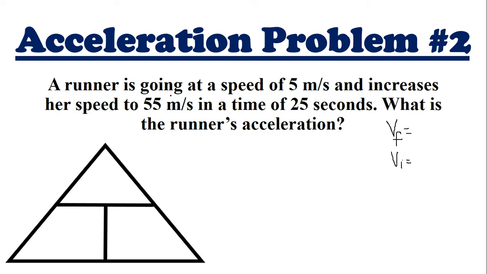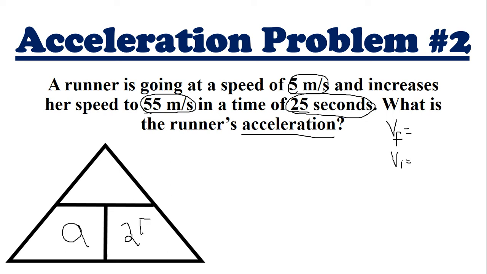It says a runner is going at a speed of 5 meters per second and increases her speed to 55 meters per second in a time of 25 seconds. What is the runner's acceleration? So according to this, what are we trying to find? Acceleration. So we're going to leave the little a in the formula. The other number at the bottom is time. What is the time in here? 25 seconds.